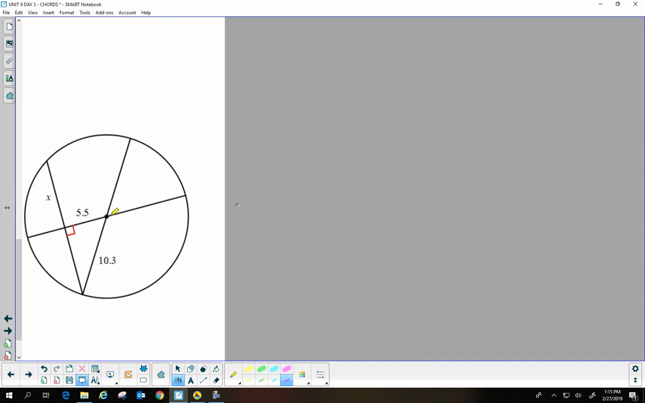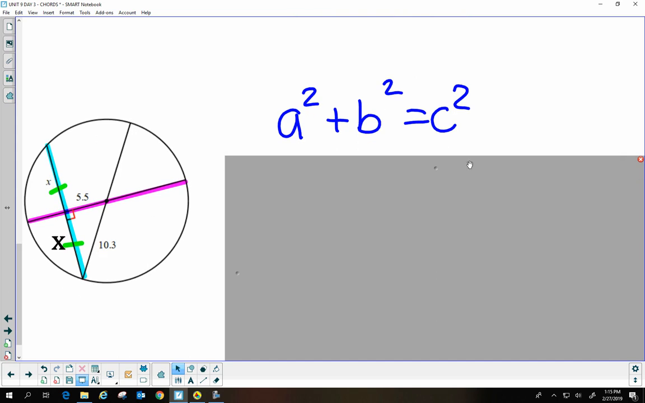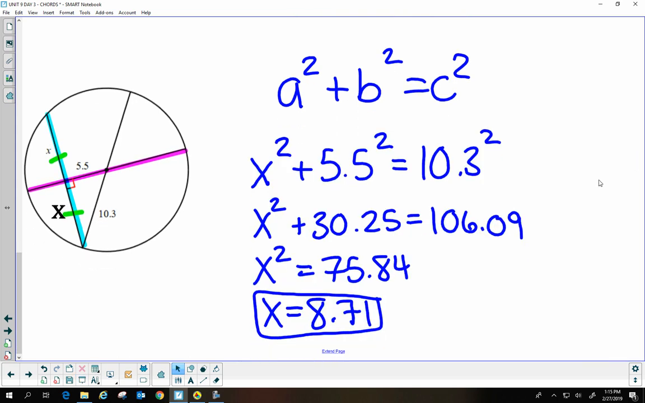So again, this time I have a whole diameter, and that whole diameter intersects this chord, and I make a right angle. So I know that this piece of the blue chord and this piece should be the same. So I again can put X right there, and I have a right triangle. I know the hypotenuse is 10.3, one leg is 5.5, one leg is X. I'm looking to see how long that is, and I can just plug into the Pythagorean theorem. And I find out that that piece is about 8.71 long.